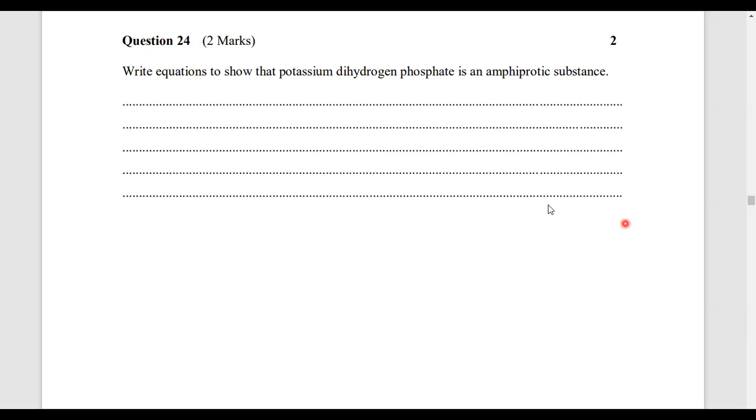We'll now look at the short answer questions for acids and bases, Module 6. We'll start with this question here. It's a fairly simple question. It asks you to write equations to show that potassium dihydrogen phosphate is an amphiprotic substance.